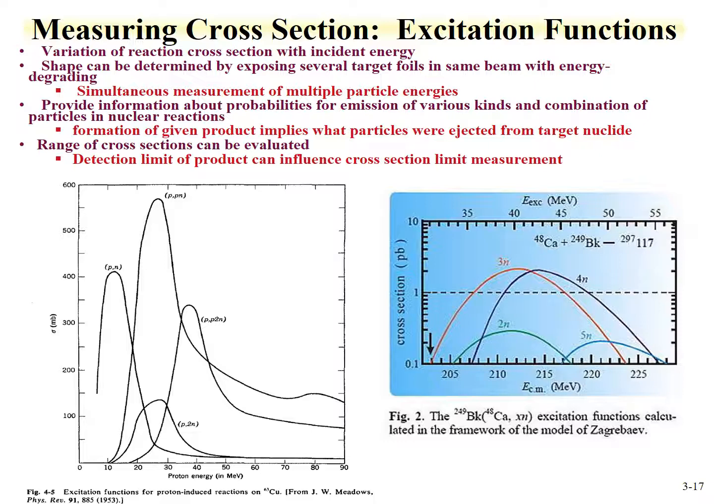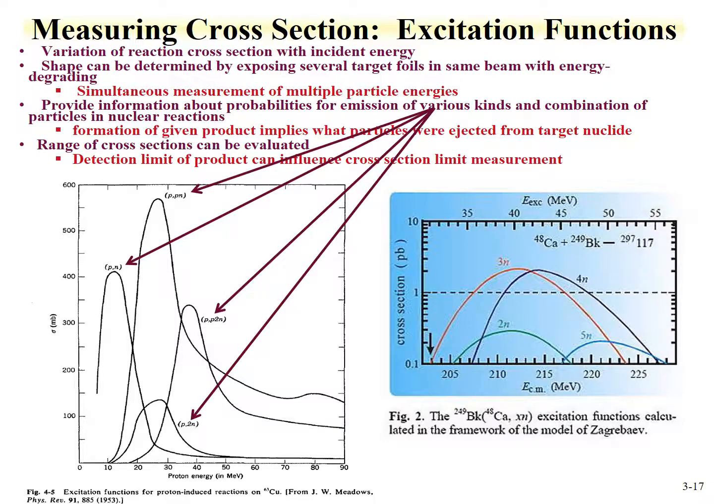Measurements can be performed to evaluate this change of cross-section with energy. Those are called excitation functions. As we see here, there's some data: this is experimental, and these are calculations. The experimental is for proton-induced reaction on copper-63. If we hit copper-63 with a proton, the products that come out could be a neutron, proton-neutron, proton-2-neutron, or 2 neutrons.